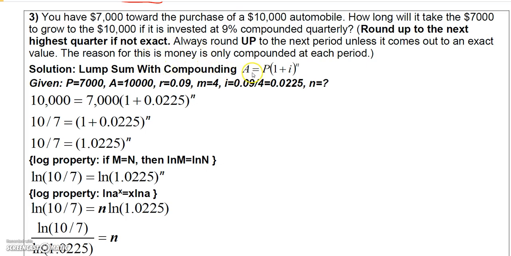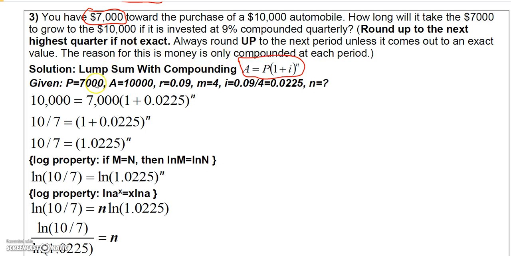So actually, since we know this is a lump sum, this $7,000 is just a one-time investment. So it's a lump sum, and we know we have compounding here because it says compounding right there. So we know that we should be able to use this formula here to answer the question.